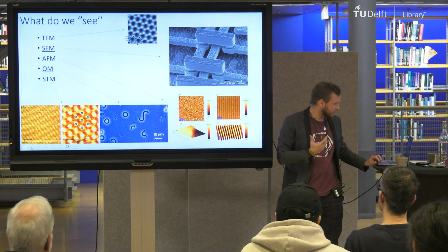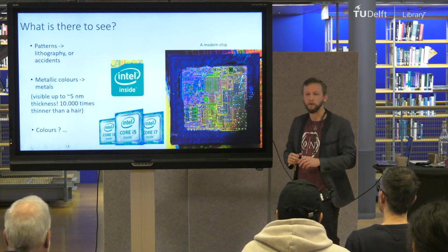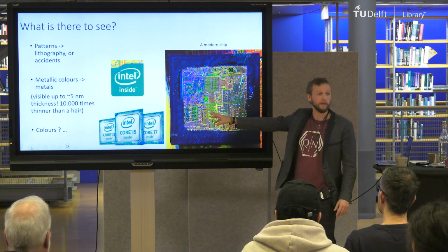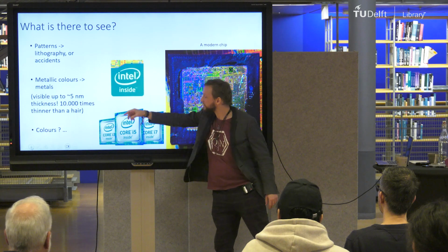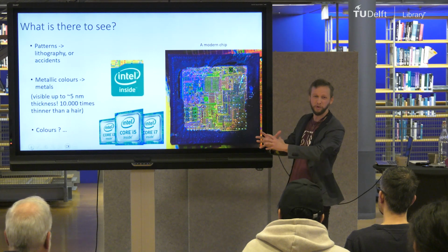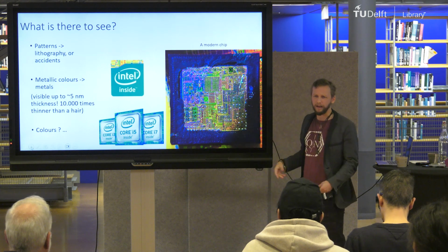So that's what we see. But what is there to see? Now, most of you would have seen the Intel logo, but what you might not know is that the Intel logo actually hides a small part of the actual chip. So if you remove the cap from a CPU, this is what you would actually see. And what is there to see?